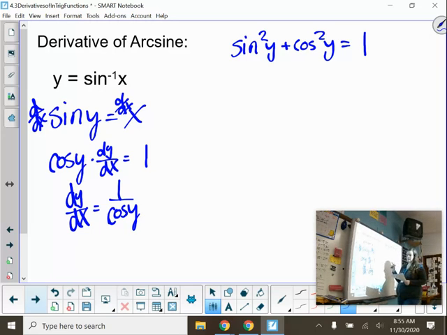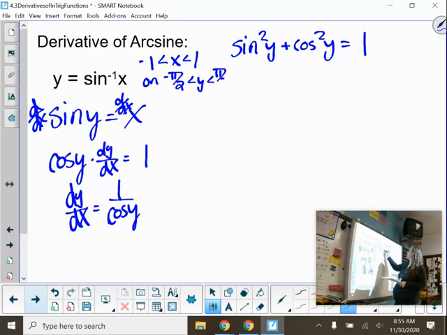Also, because we are dealing with inverse sine, if you recall, x is going to have to be in between -1 and 1, and it can't be equal to -1 and 1 because that is not part of our domain. And this is on -pi/2 to pi/2. So just something to keep in mind whenever we're going through this.